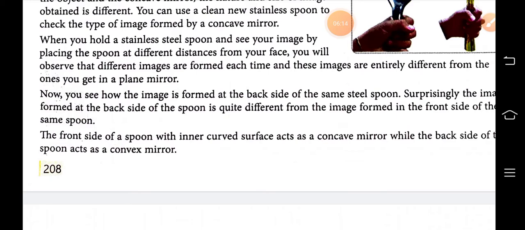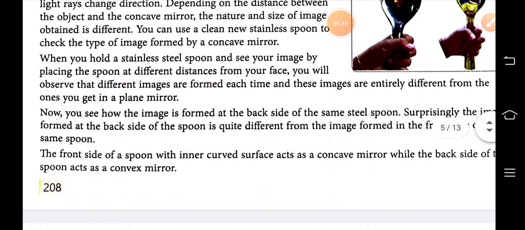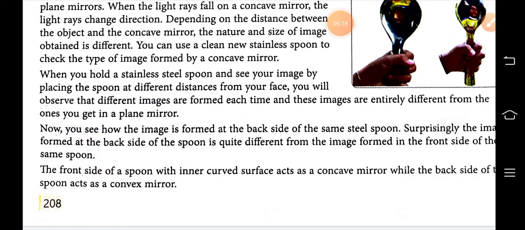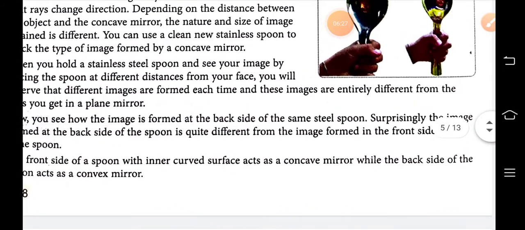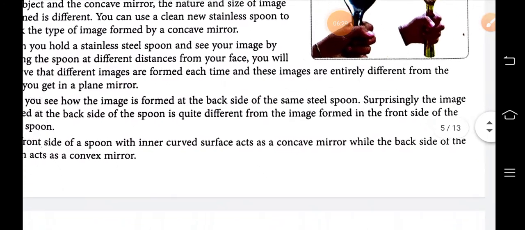Now you see the image formed on the front side of the same steel spoon. The front side is the concave side. Now turn it, take the back side of the same spoon and see the image formation by it.